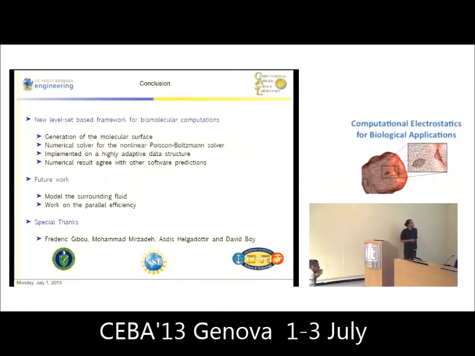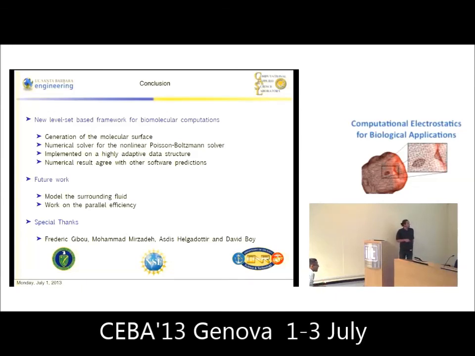And so, to conclude, we developed a framework for the Poisson-Boltzmann equation and an application to biomolecular computation, in which we first developed the Poisson-Boltzmann solver, and we show that this solver makes use of a highly adaptive data structure, which is quite interesting. We show that our results were accurate and agree with other software predictions, but also we developed a way to build the surface of interest, which in this case was the SES.